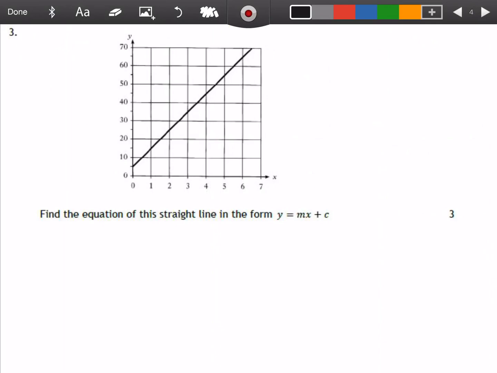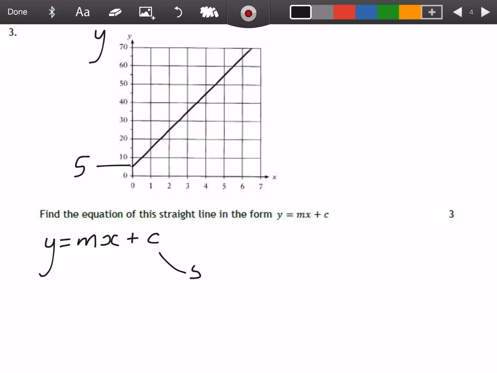Number 3, find the equation of the straight line. Right, equation of the straight line, if you've got a diagram, we should simply be able to do y equals mx plus c. The c is the y-intercept, remember? I can see the y-intercept, here's the y-axis here. The y-intercept is 5, so c is 5. I can also work out the gradient. The gradient from a diagram should be pretty simple. I shouldn't need to use the gradient formula here.